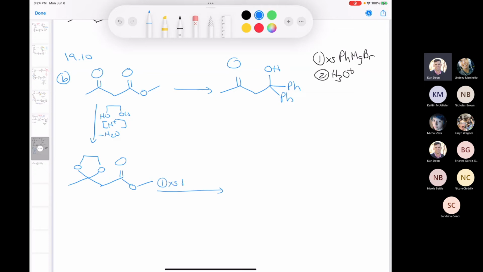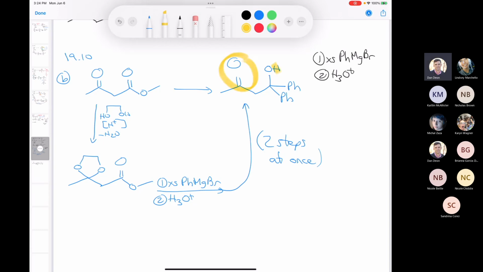Step 1, excess phenyl magnesium bromide. Step 2, H3O plus. But what did I just say? I said that H3O plus is also going to bust this apart. And so it's two steps at once, and that takes you right to the tertiary alcohol. So we'll put here, two steps at once. Not only do you protonate the alkoxide to the alcohol, but you also regenerate the ketone at the same time. Okay, so that covers oxygen nucleophiles.